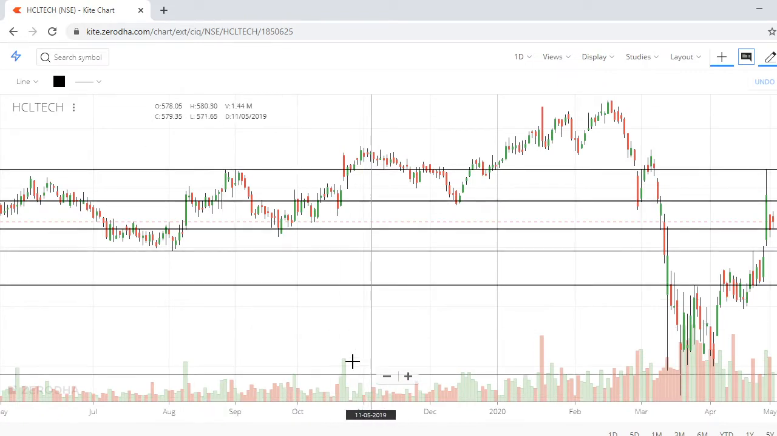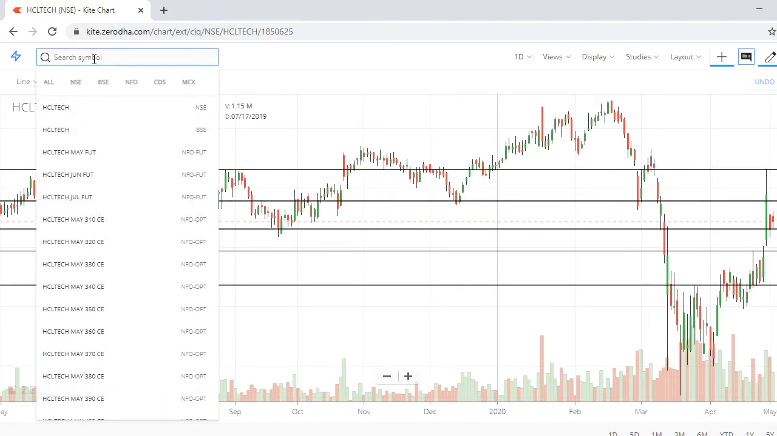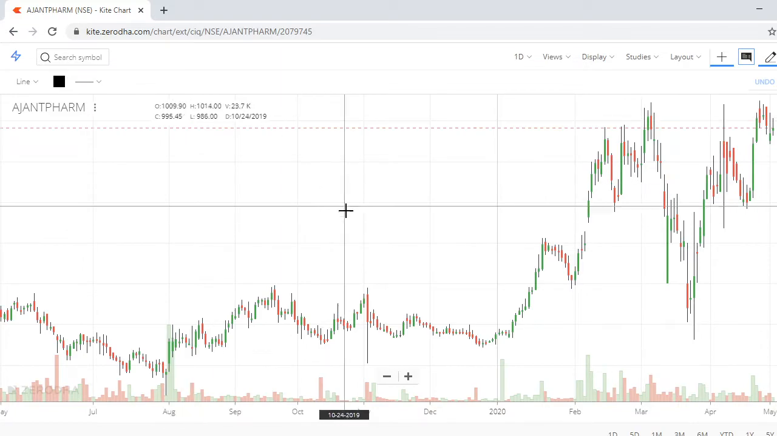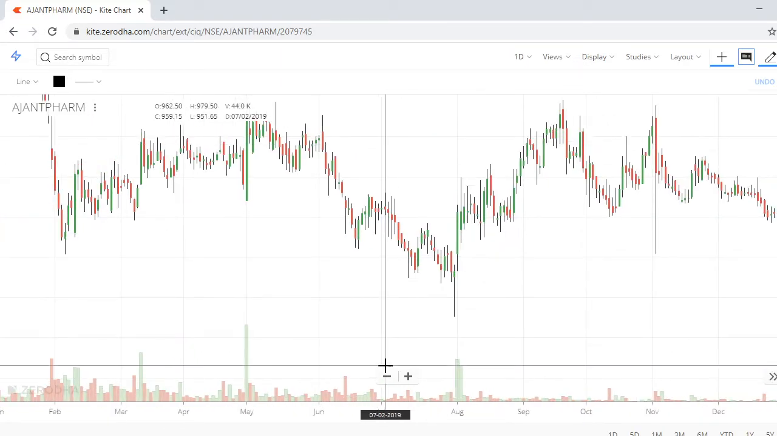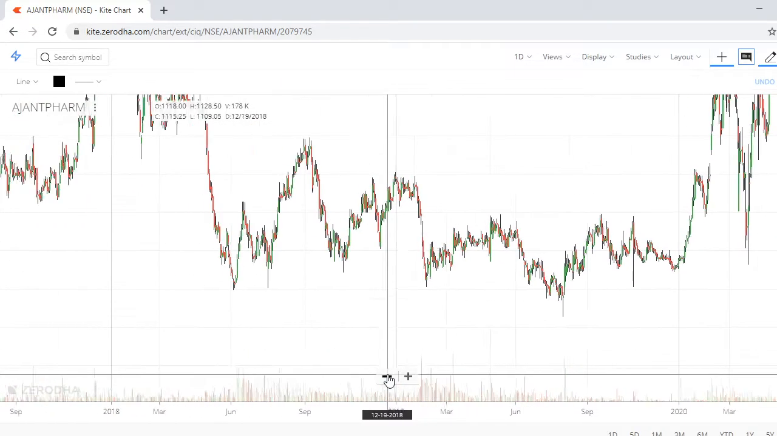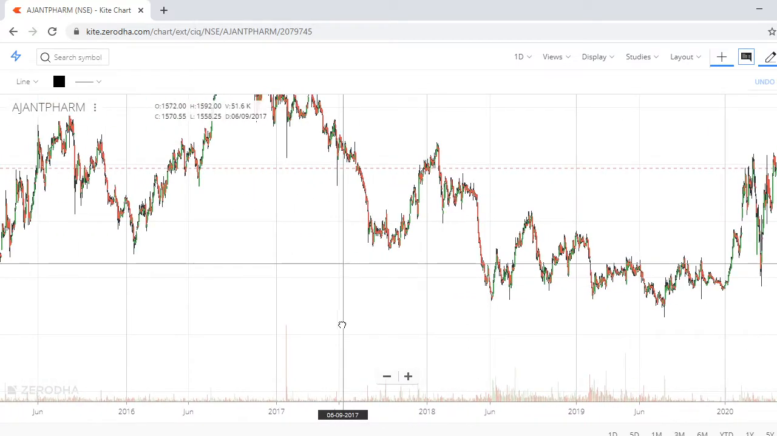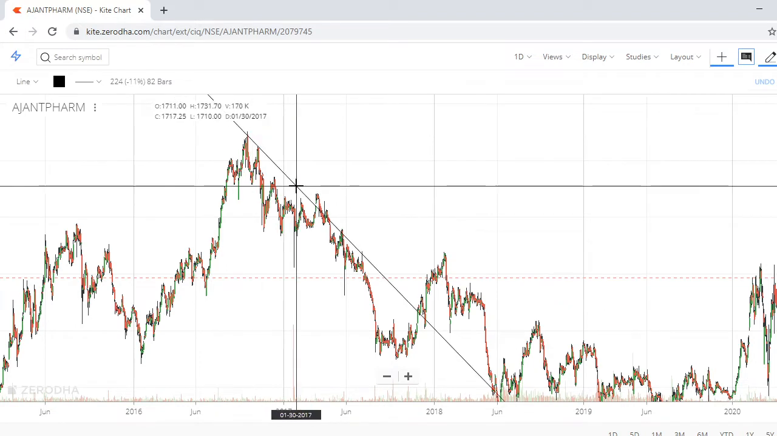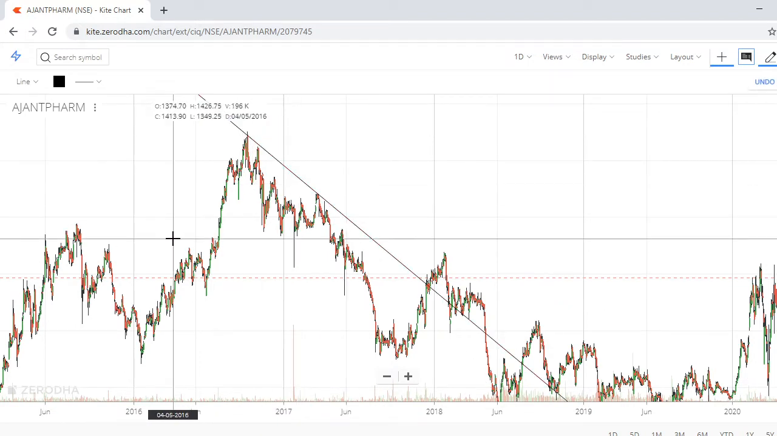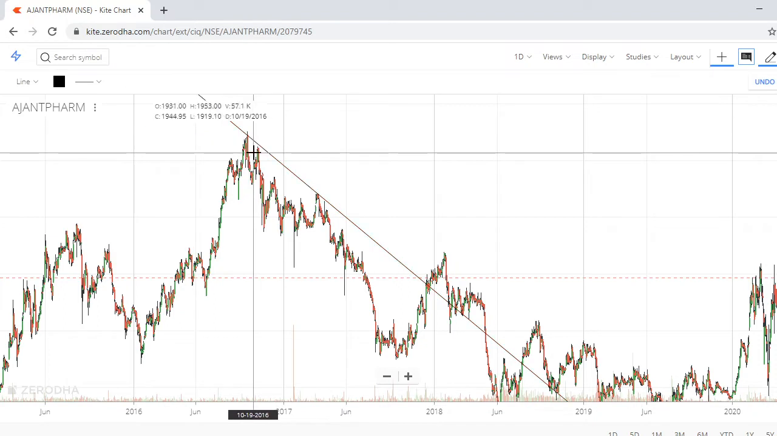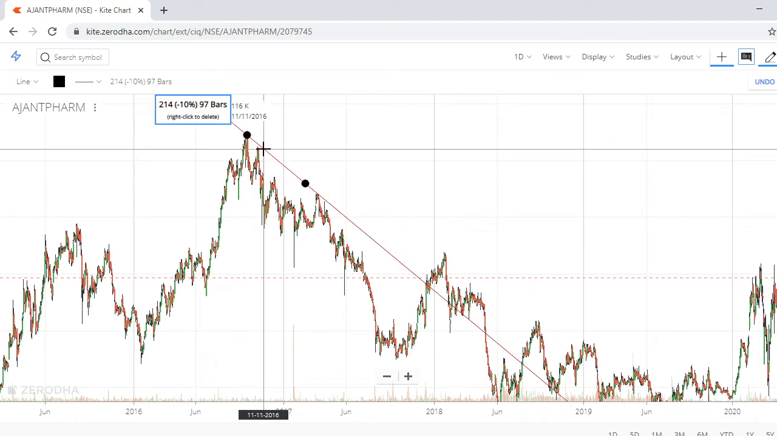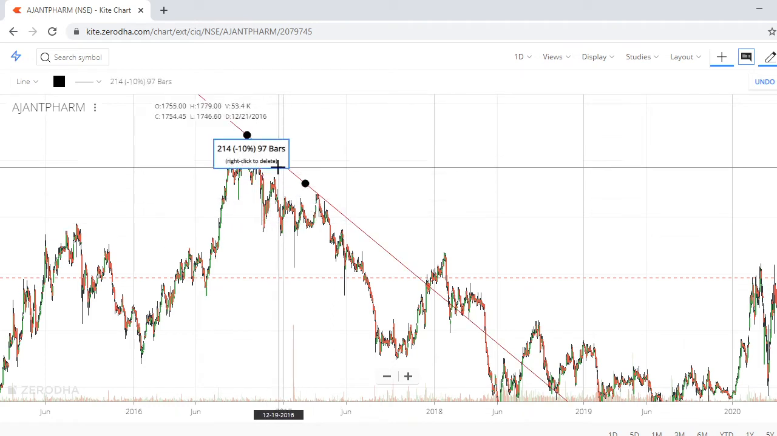See this. Okay, Ajanta Pharma. Perfect. Let's suppose if I look into this, yes, perfect. Now see, there I am trying to join this line. Did you see that? This is swing high, swing high, swing high. I joined these three. Stock tried to go up, came down, go up, came down.